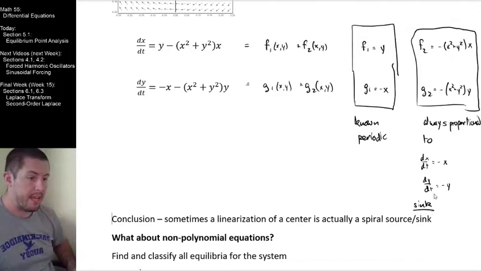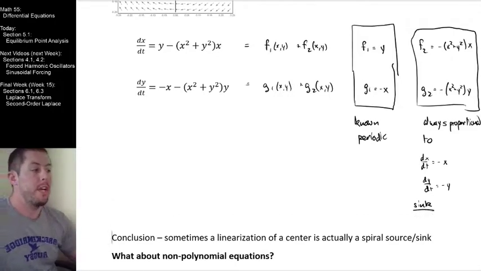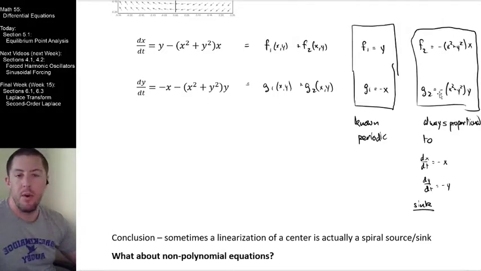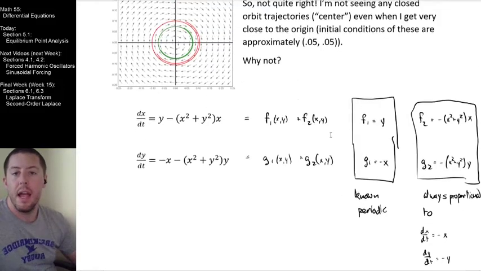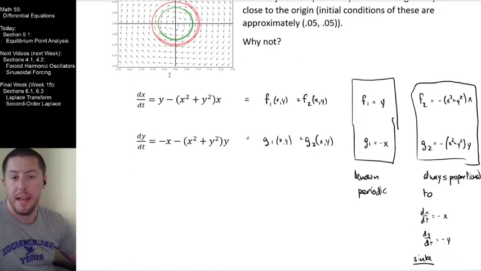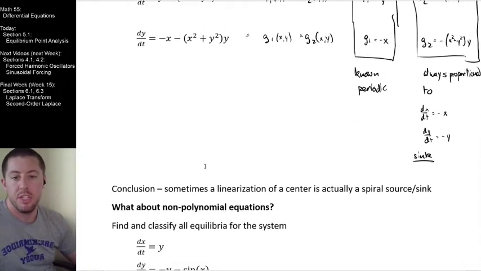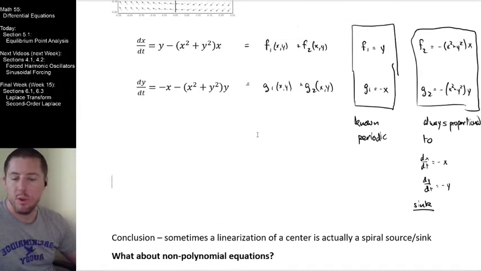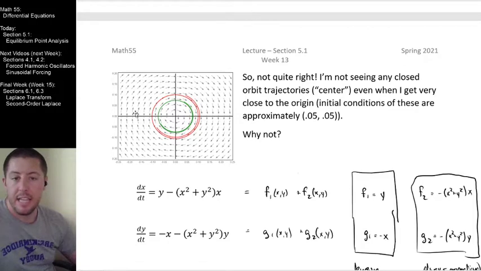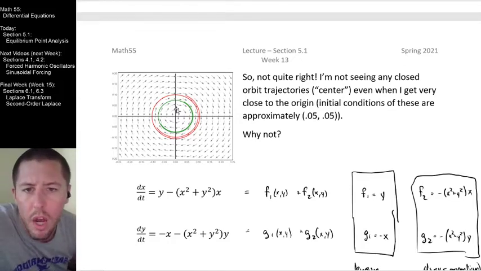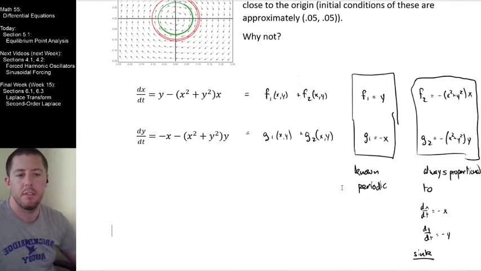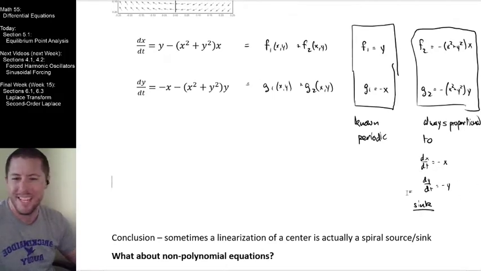So it seems like in this case, we ditched the part that said move in or out when we did our linearization, and we kept the part that said do periodic behavior. It turns out this really should have been a spiral sink overall for the classification. So the bottom line is that sometimes when you linearize something and you get a classification of a center, it's actually a spiral source or spiral sink. In this case, it's actually a spiral sink right here, and I know that it's a sink because that's proportional to our sink parts.